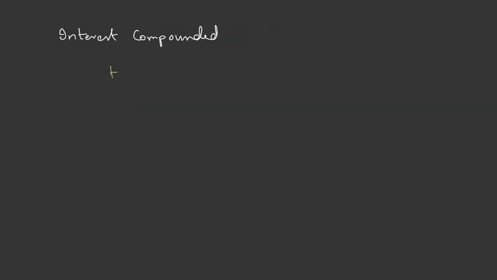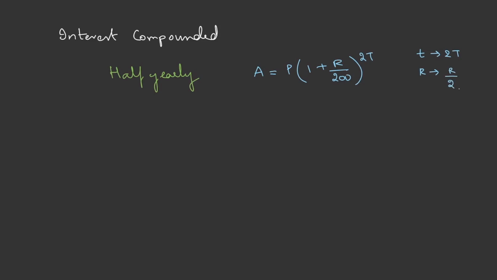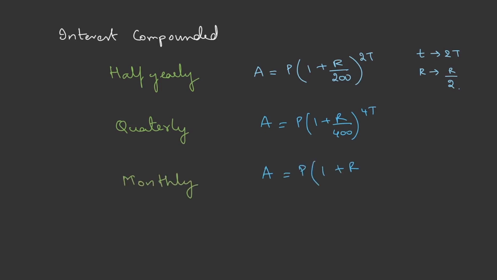If the interest is compounded half yearly, then the formula for the amount is A equals P into (1 plus R by 200)^(2t). So what happened is basically time has been changed to 2t and the rate has been changed to R by 2. Now if it is quarterly, then A will be P into (1 plus R by 400)^(4t), and if it is monthly, amount equals P into (1 plus R by 1200)^(12t). I hope you are able to make out how we are writing the formula.